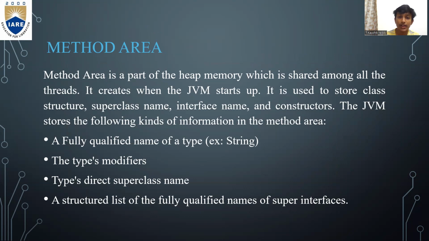Next, method area. Method area is a part of heap memory which is shared among all the threads. It is created when the JVM starts up. It is used to store class structures, superclass name, interface name, and constructors. The JVM stores the following kinds of information in the method area. A fully qualified name of the type, for example String. The type's modifiers. The type's direct superclass name. A structured list of fully qualified names of super interfaces.